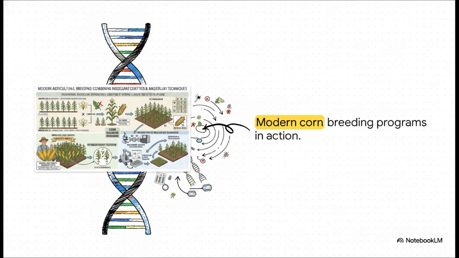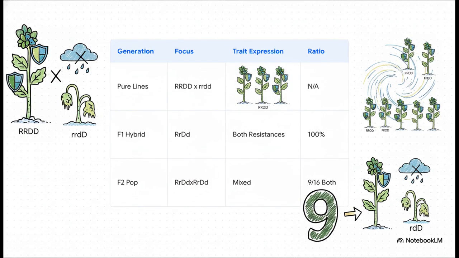They'll take an inbred line with, say, herbicide resistance and cross it with another inbred line that has insect resistance and stress tolerance. By doing this, they create F1 hybrids that express multiple desirable traits all at once. Let's actually break down the math making this possible. Imagine starting with a pure line of a crop that is basically genetically bulletproof, completely resistant to disease and drought. You cross it with a highly sensitive line.